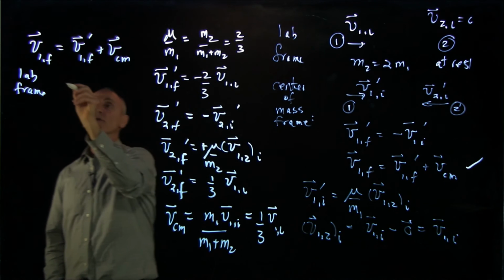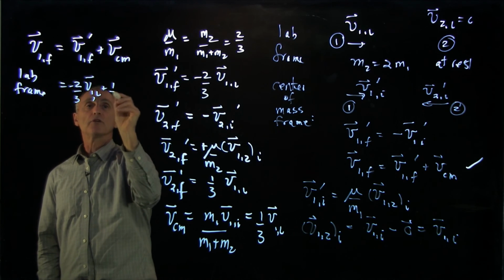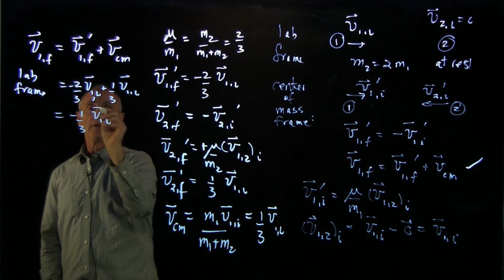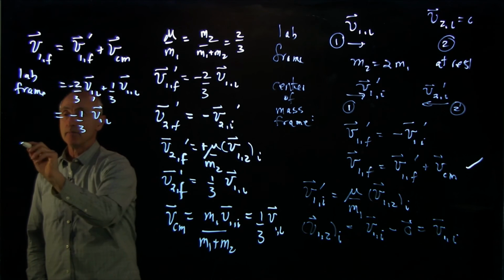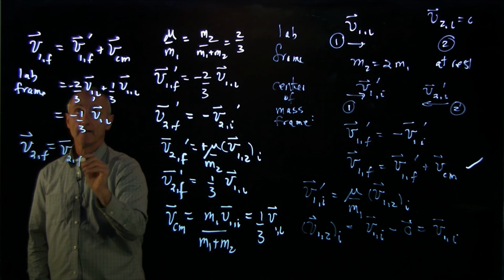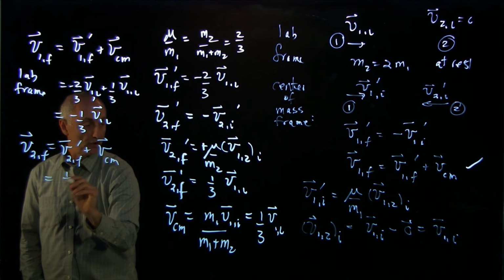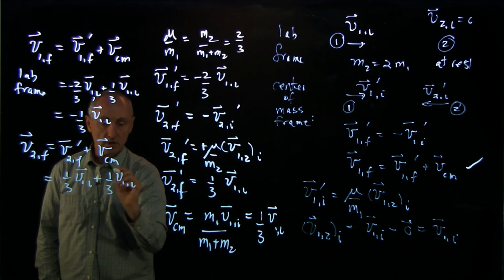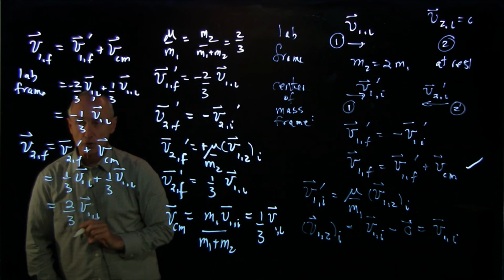And we just collect our results. Minus 2/3 V1 initial plus 1/3 V1 initial, so that's minus 1/3 V1 initial, the outgoing velocity of particle 1 in the lab frame, and the outgoing velocity of particle 2 in the lab frame. Again, we have 1/3 V1 initial plus another 1/3 V1 initial is equal to 2/3 V1 initial.